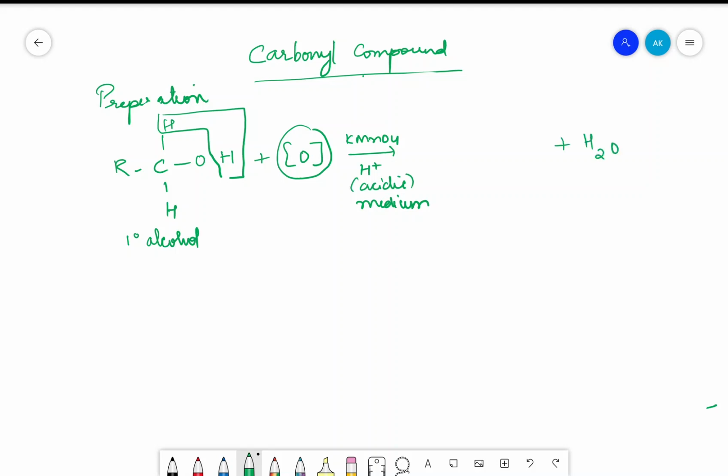What is remaining is this bond will shift here. So we'll get R C double bond O H. This is an aldehyde. So primary alcohols on oxidation, and this oxidation is called controlled oxidation. I mean to say we are only going to supply 1 mole of oxygen. So that is why it is called controlled oxidation in the presence of an oxidizing agent.